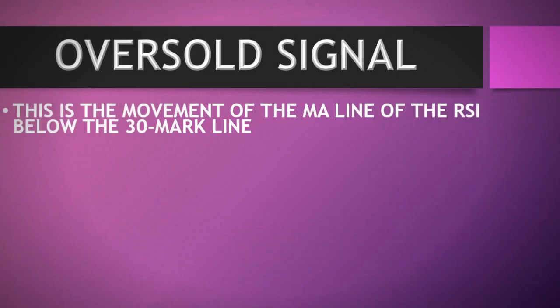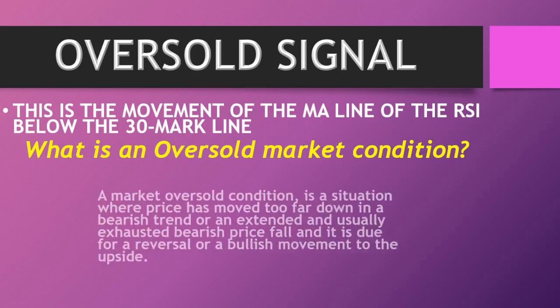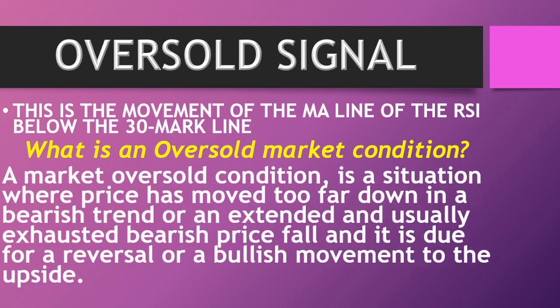The oversold signal. This is the movement of the MA line of the RSI below the 30 mark or 30% line of the indicator. What is an oversold market condition? A market oversold condition is a situation where price has moved too far down a bearish trend or an extended and usually exhausted bearish price fall, and it is due for a reversal or a bullish movement to the upside.